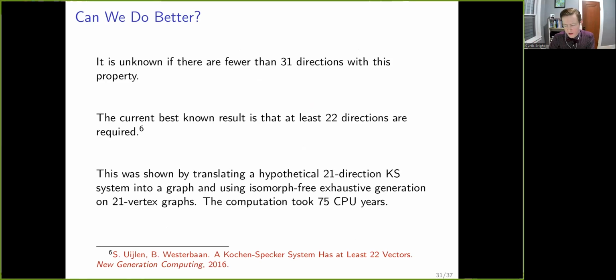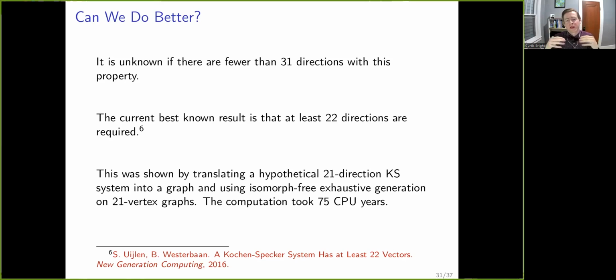Conway and Kochen, they had this Kochen-Specker system with 31 directions, and they made their proof work. But they didn't show that this was, say, the optimal set of directions. Maybe there are fewer directions which also have this property, right? And we don't actually know. This is an open question. The best known result is that there must be at least 22 directions in any Kochen-Specker system. And this was shown in 2016 via a huge computational search.